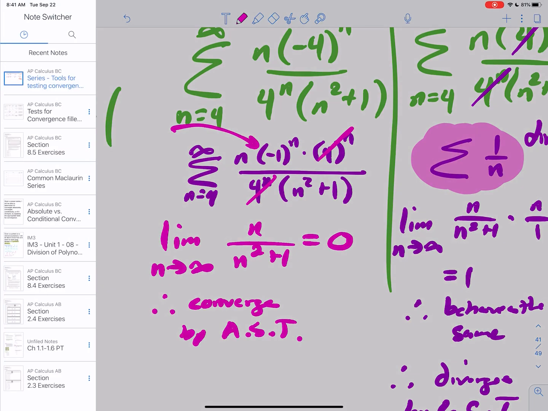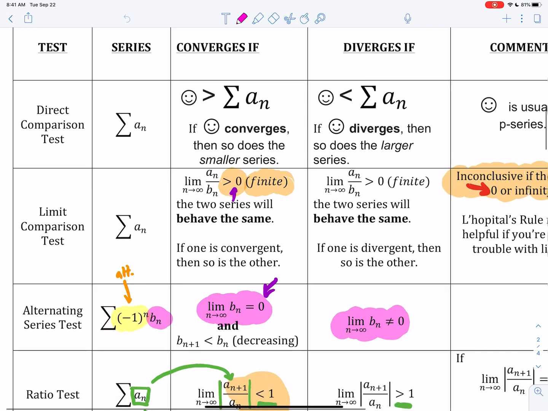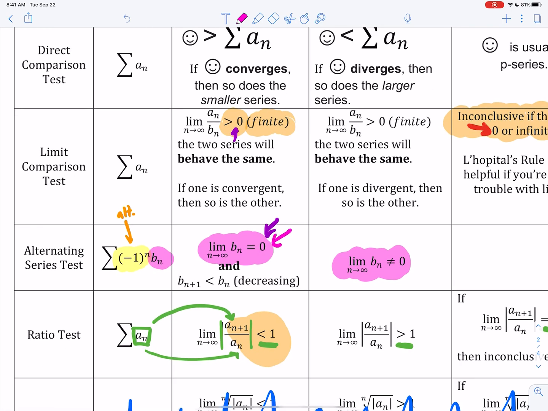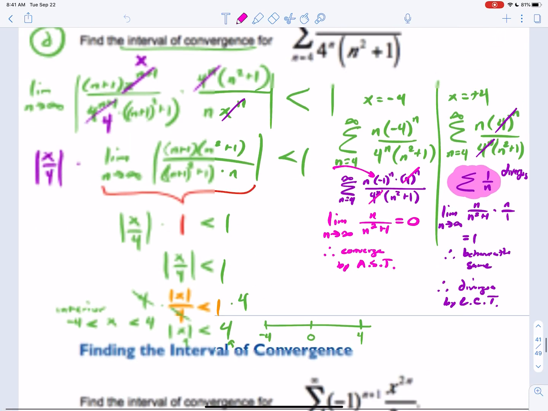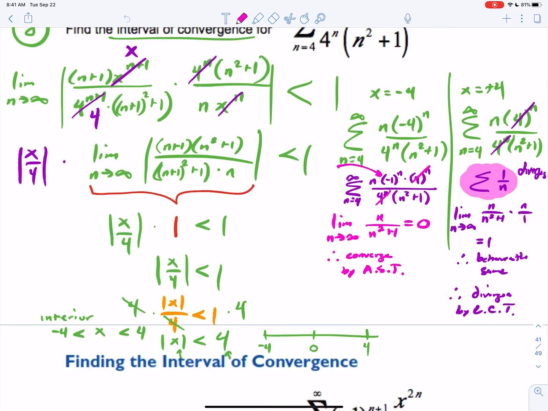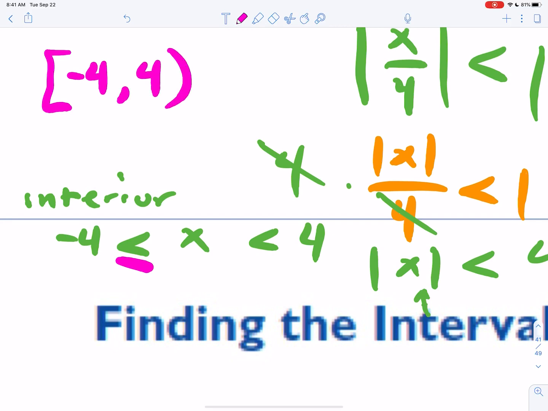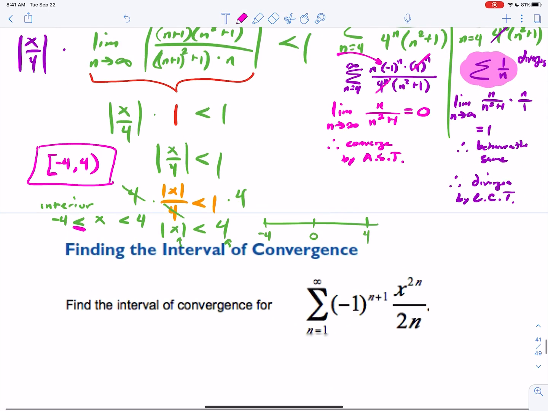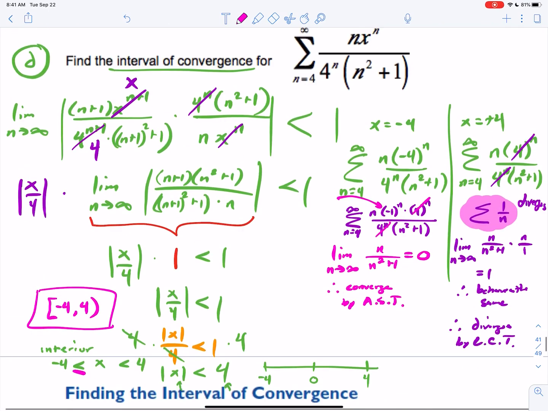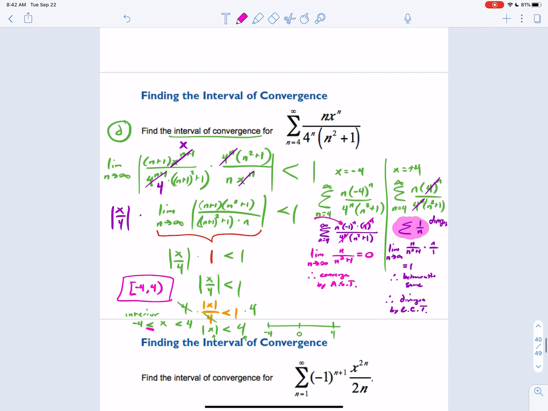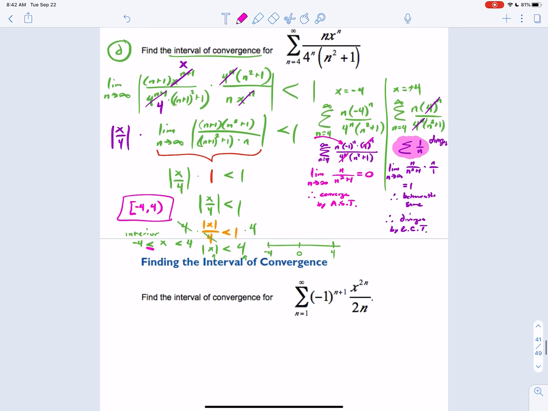Okay, let me double check here just to make sure. There you go, equal to 0. So all in all, we found out that at -4, it will converge, and at +4, it diverges. So we can only include the -4, but not the +4. So this will be bracket -4, and then 4 open. This is pretty much all of the values you can use that'll make this series converge.